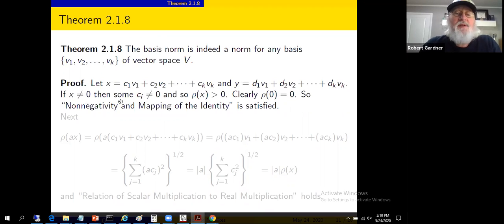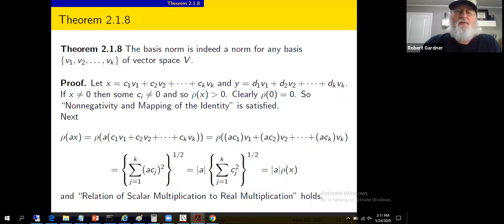If x is non-zero, then one of those C sub i's is non-zero. Remember, we're going to take the sum of the squares of those coefficients. Then the basis norm, rho of x, is positive as required. Certainly, if we put in the zero vector, all these coefficients would have to be zero, and so the basis norm would be zero. So part one, piece of cake.